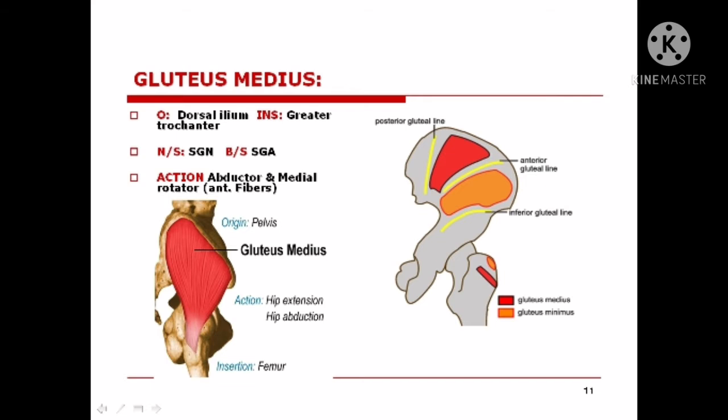The gluteus medius arises from the posterior iliac bone in between the anterior and the posterior gluteal line. It inserts upon the greater trochanter of the femur, and its nerve supply is from the superior gluteal nerve, and its blood supply is from the superior gluteal artery. The action is abductor and medial rotator of the thigh.